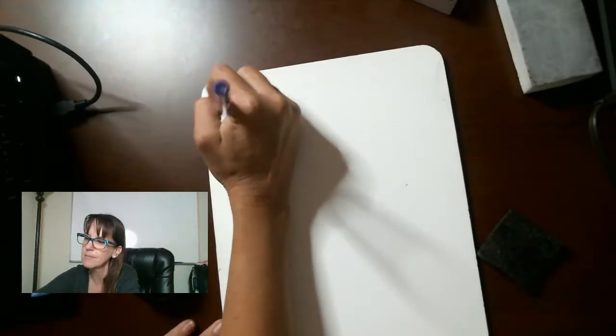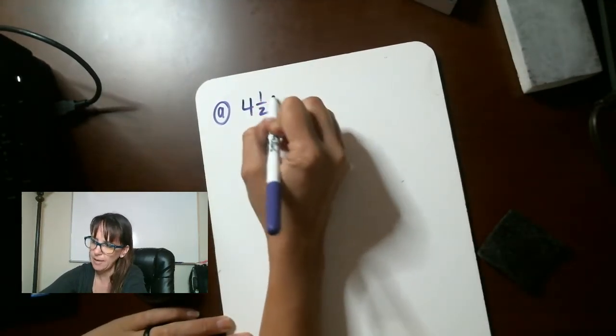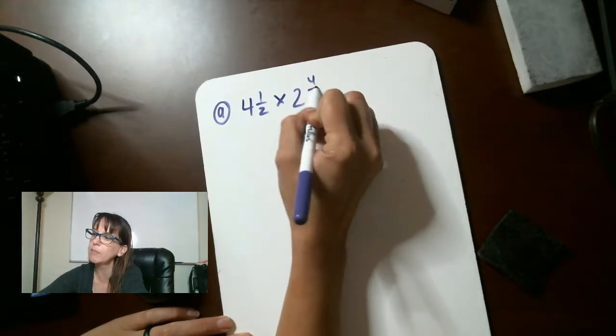On page 21 at the bottom, it says practice. It says perform the operations as indicated. Go ahead and pause the video and then we'll work through those problems, okay? We're gonna go through A through F. So here's A. 4 1/2 times 2 4/5.